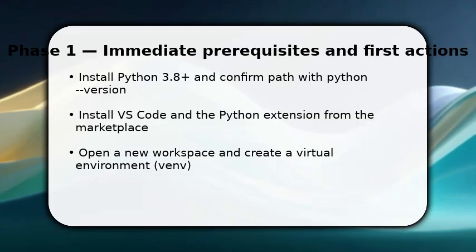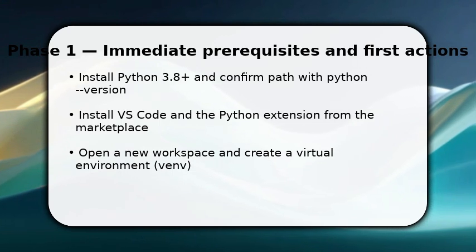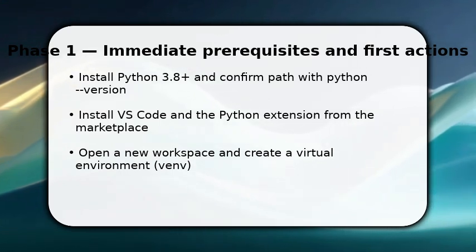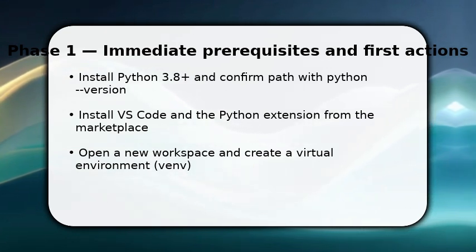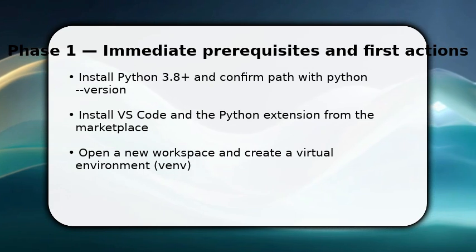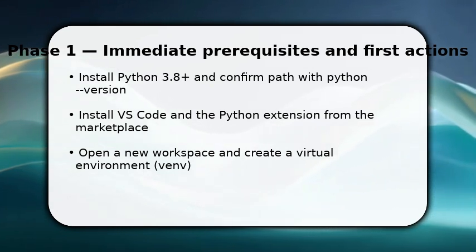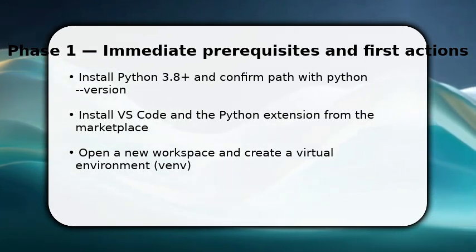You start by verifying prerequisites: Python 3.8 or newer, and VS Code with the Python extension. Once installed, open your project folder in VS Code and create a virtual environment with python -m venv venv so dependencies stay isolated.